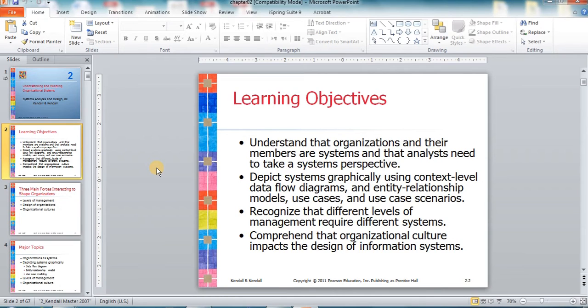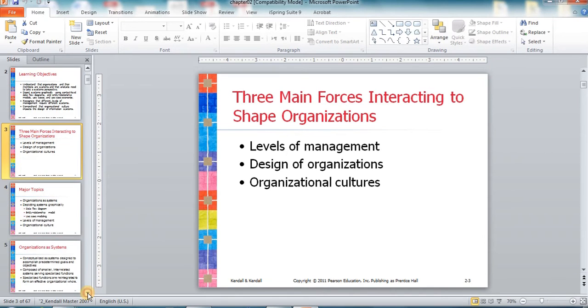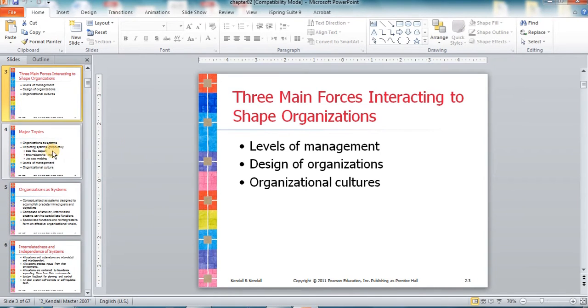In addition to that, we are going to talk about the factors that affect the design, such as the management levels, the organizational culture, and so on. Okay, so these are what I'm going to talk about in this chapter in general.